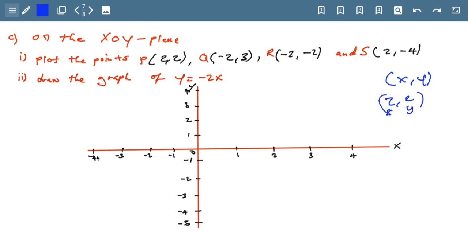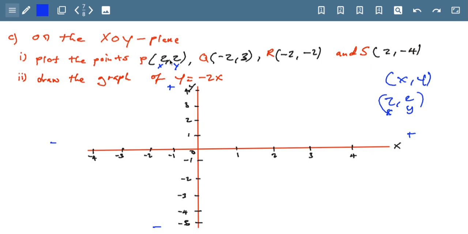So this is the x-axis. But one thing that you need to know is that this is the positive x-axis, this is the negative x-axis, this is the y-axis, but this is the positive y-axis and this is the negative y-axis. Those are the things that you need to know. So let's start with this one. This is the value of x, which is 2, and this is the value of y, which is 2. Both of them are positive.